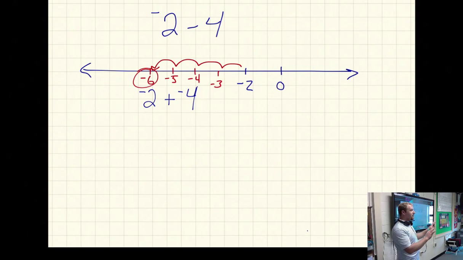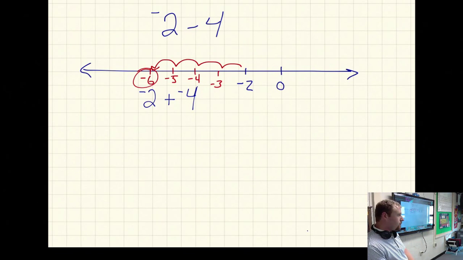Okay, look up here. So I went from negative 2 in the negative direction 4 spaces to negative 6. Notice that this answer is negative 6. This one, negative 2 plus negative 4, also is negative 6. It's the same way of writing the same problem, but it just looks different.